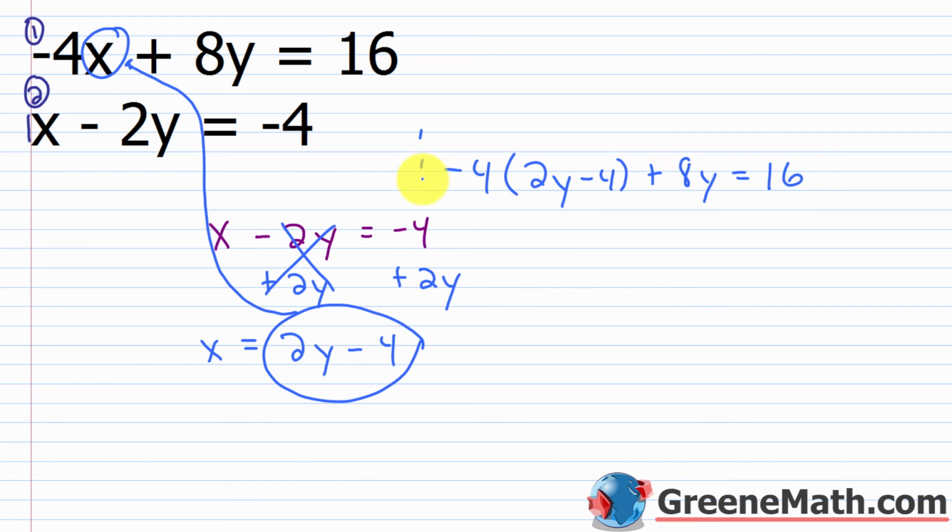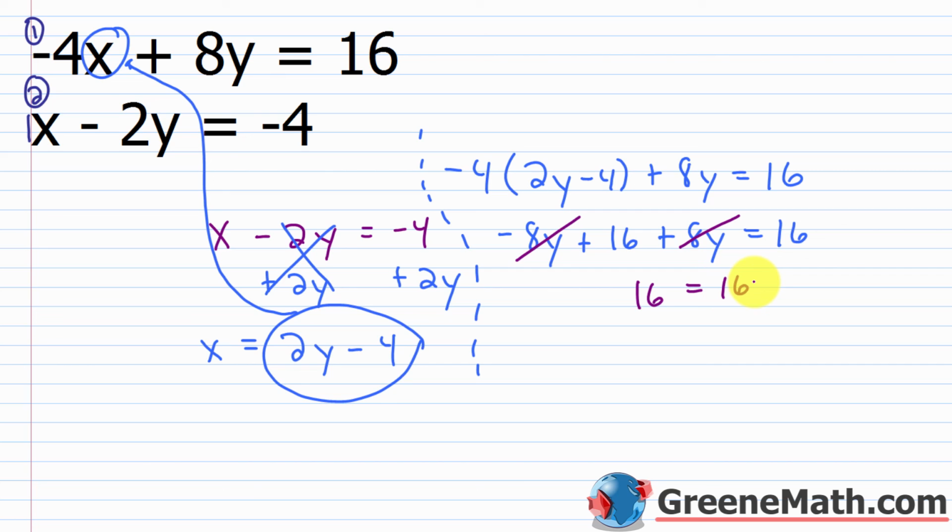So, and let me do this off to the side here. Negative 4 times 2y is negative 8y. Then negative 4 times negative 4 is plus 16. Then plus 8y equals 16. Negative 8y plus 8y is 0. This cancels. Uh-oh, my variable dropped out again. So I have 16 equals 16. Or if I subtracted 16 away from each side of the equation, I'd have 0 equals 0.